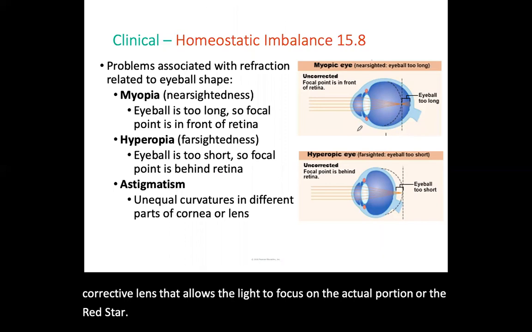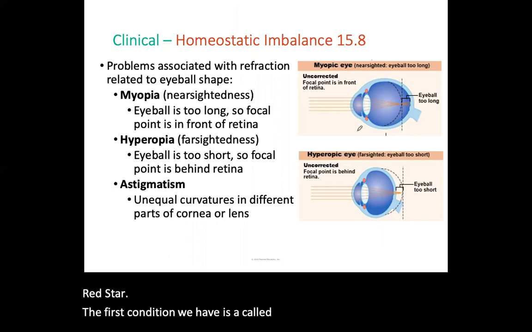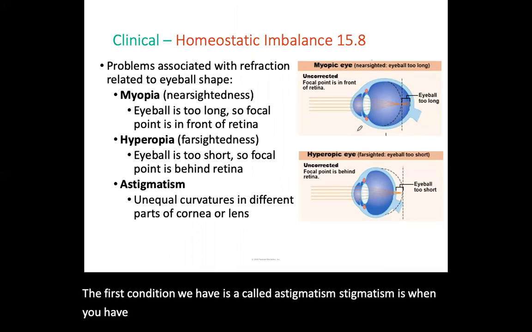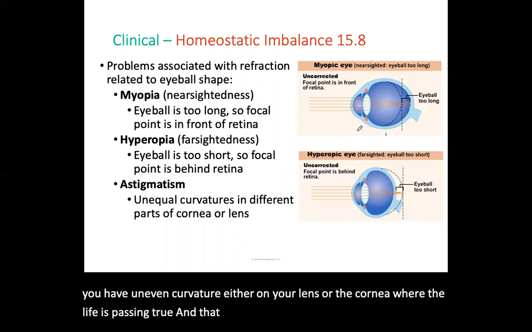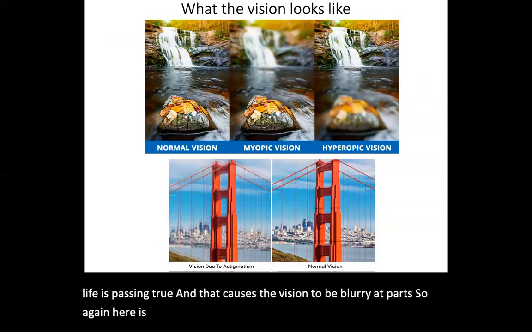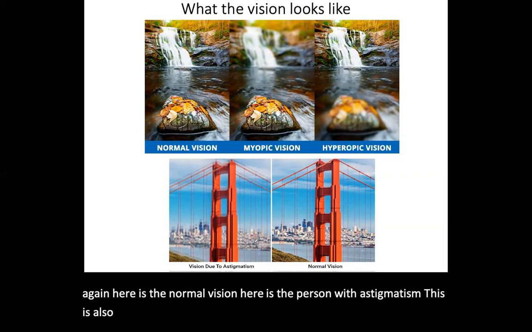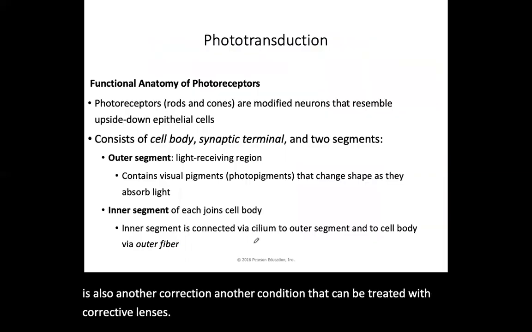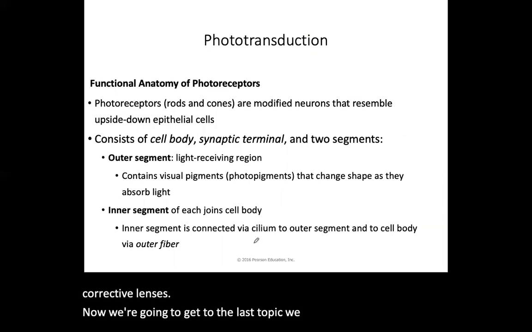The third condition we have is called astigmatism. Astigmatism is when you have uneven curvature either on your lens or the cornea where the light is passing through, and that causes the vision to be blurry at parts. So again, here is the normal vision, here's a person with astigmatism. This is also another condition that can be treated with corrective lenses.